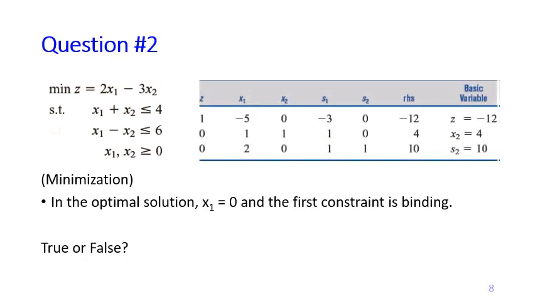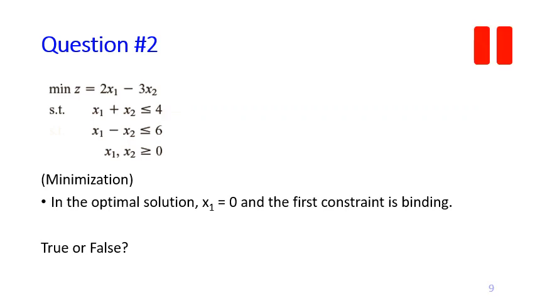Okay, the second question. Given the problem and the optimal solution where x1 equals 0, the statement says that the first constraint, so here's the first constraint, is a binding constraint. Is this true or false?